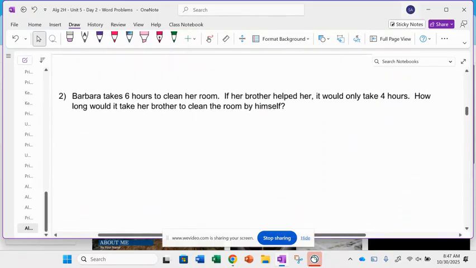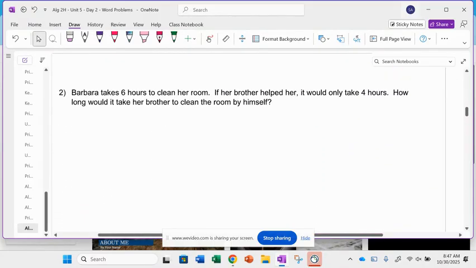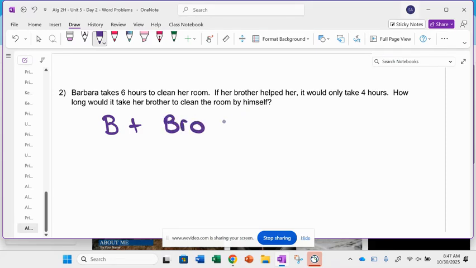All right, next one. It says Barbara takes 6 hours to clean her room. Clearly, it's a very messy room. If her brother helped her, it would only take 4 hours. How long would it take her brother to clean the room all by himself? So again, this is a work problem. They're working together, so we're going to talk about Barbara plus her brother. So I'll say B plus bro equals the total job.